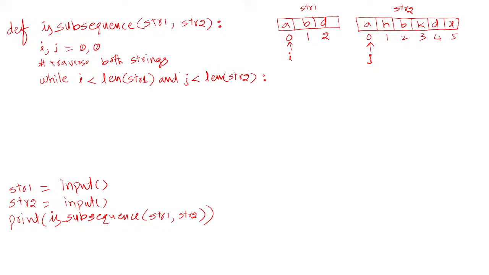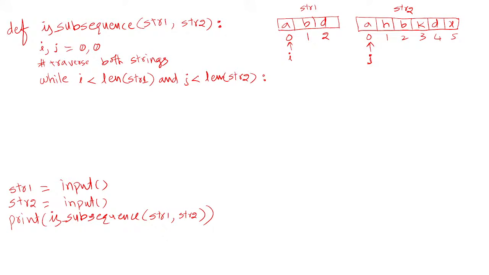If both of them have not reached the end, you can proceed. If one of them reaches the end, then the condition becomes false. Here, if one of the conditions becomes false, then you can come out. So that is what the condition should be written here for traversing the two strings.